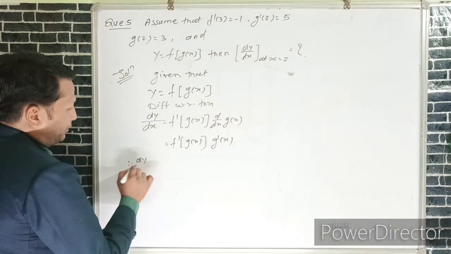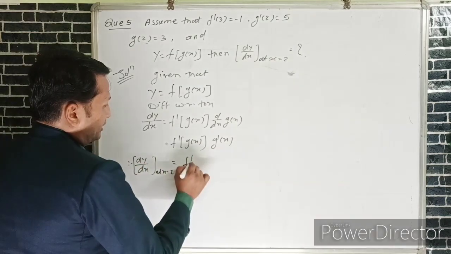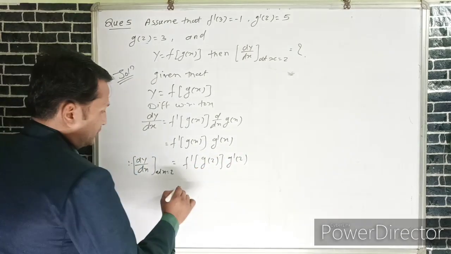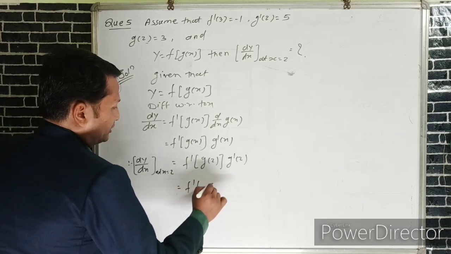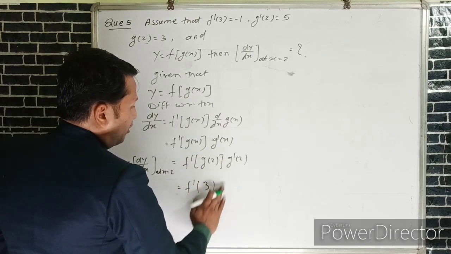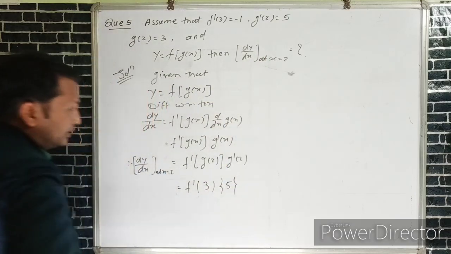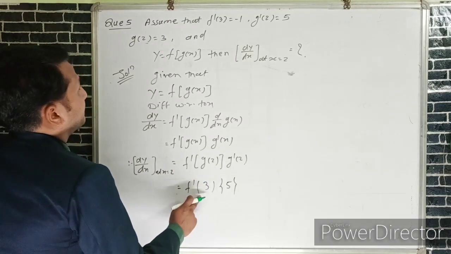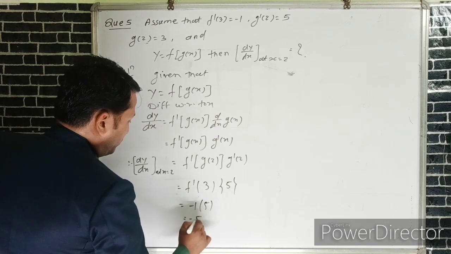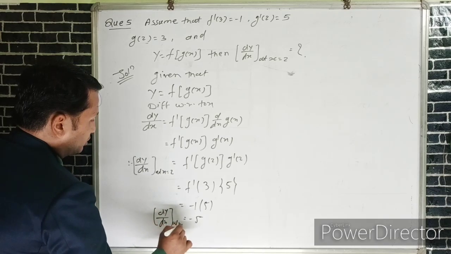Again we have to find dy by dx at x equal to 2. Therefore, dy upon dx at x equal to 2 is equal to f dash of g of 2 into g dash of 2, which is equal to f dash of, given that the value of g of 2 is 3, into the value of g dash of 2 is 5. Again we can write the value of f dash of 3 is minus 1, into 5 is equal to minus 5, which is the required value of dy by dx at x equal to 2.